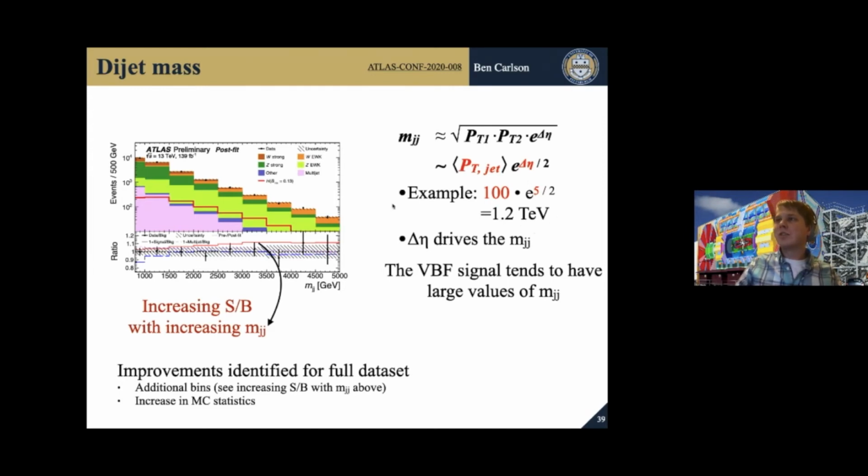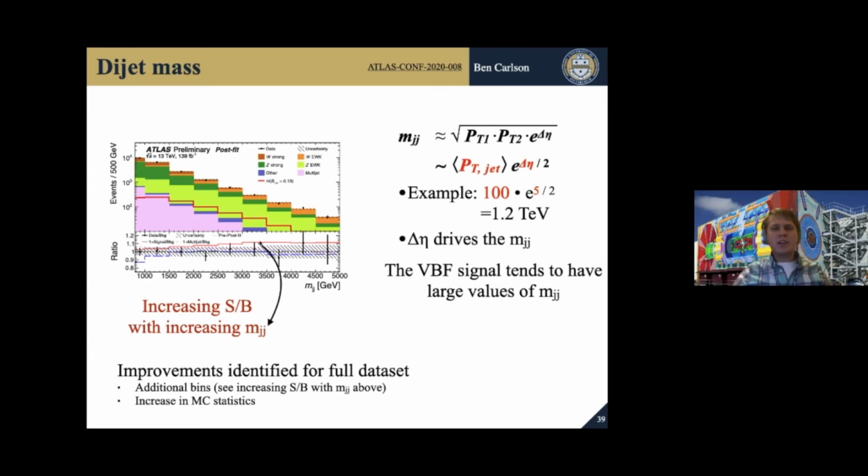So vector boson fusion tends to produce really high dijet mass events, and it does so more frequently than the background. You can see the signal in red, normalized to a small number, compared to the background processes all stacked on top of each other. If you look at the ratio, you see that the sensitivity increases as a function of dijet mass.